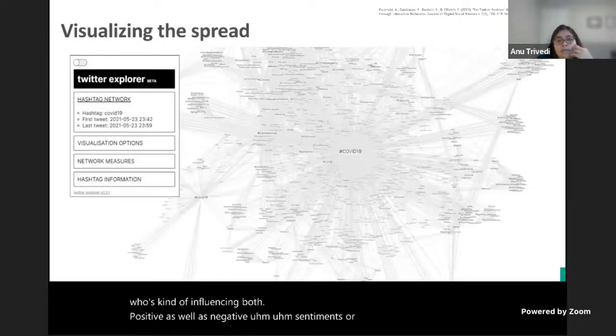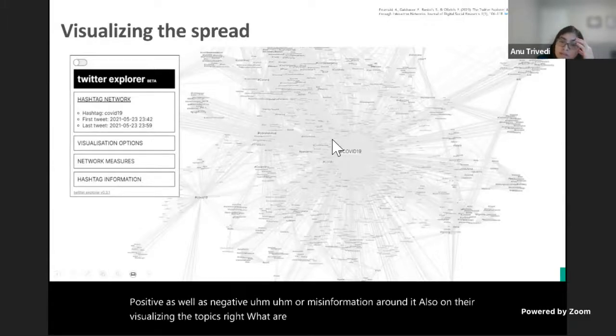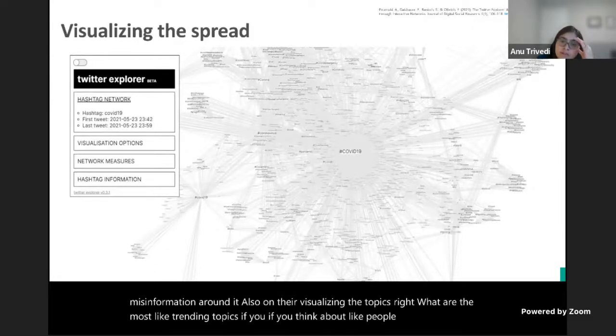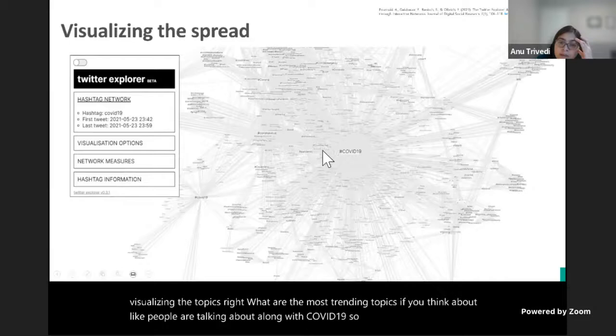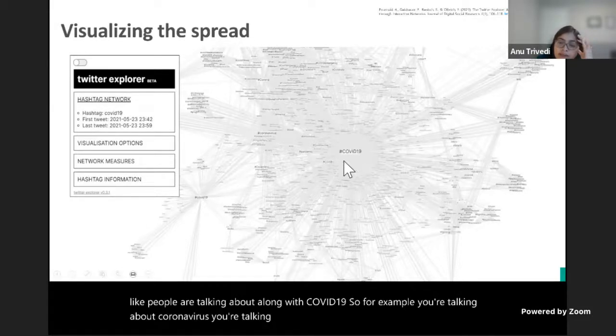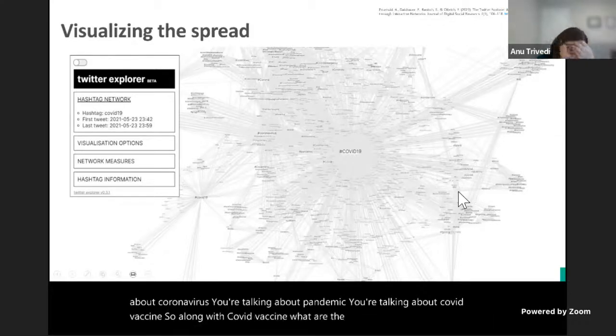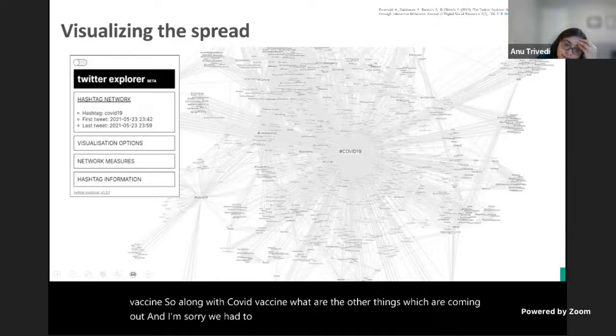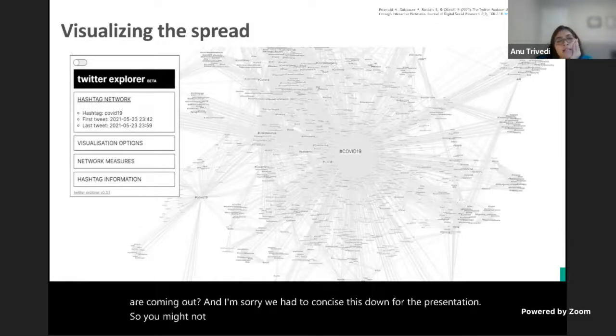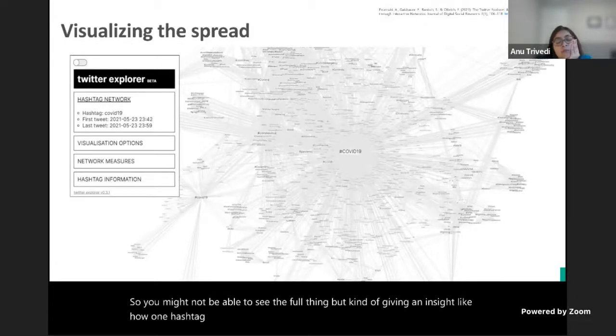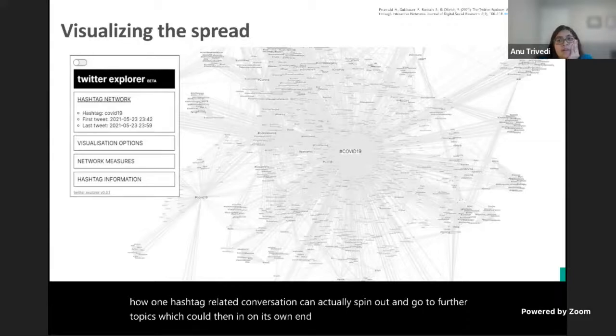Also on visualizing the topics, what are the most trending topics people are talking about along with COVID-19? For example, you're talking about coronavirus, pandemic, COVID vaccine. So along with COVID vaccine, what are the other things which are coming out? I'm sorry, I had to condense this down for the presentation, so you might not be able to see the full thing, but it gives an insight into how one hashtag-related conversation can spin out into further topics, which could then on their own start achieving virality.